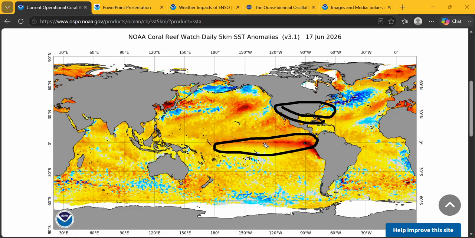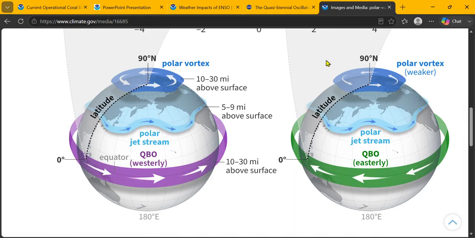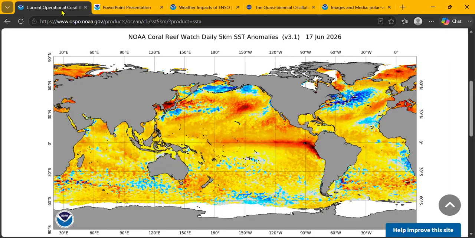And so if we have El Nino, which as you saw allowed for colder and wetter conditions here, and we also had the positive PDO, and then we also have the easterly QBO, if everything aligns right, then that would align perfectly for the southern United States to have a much colder and much snowier winter. But as of now, we can see we do have an El Nino currently.